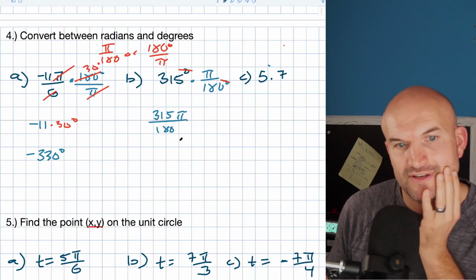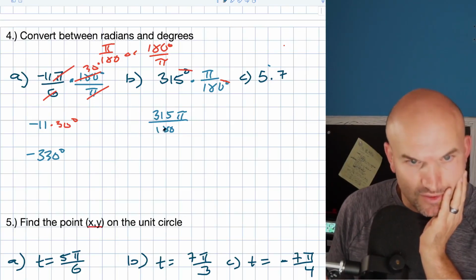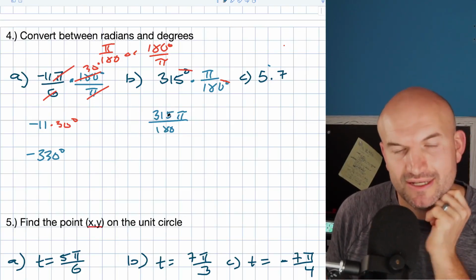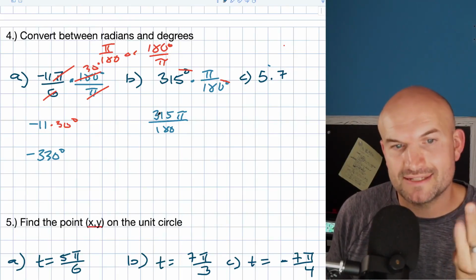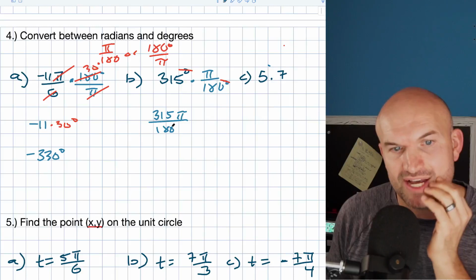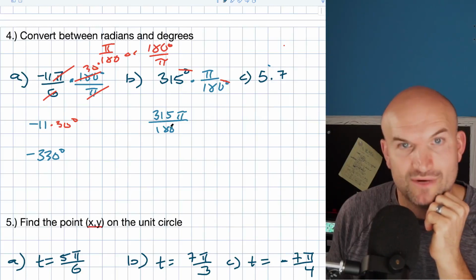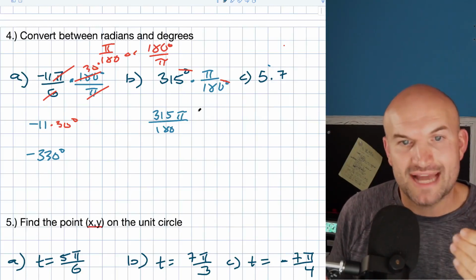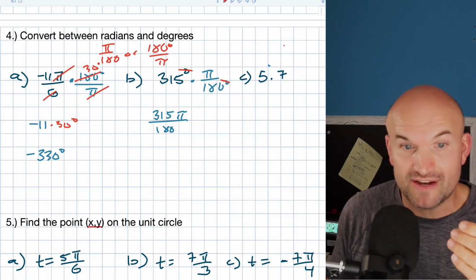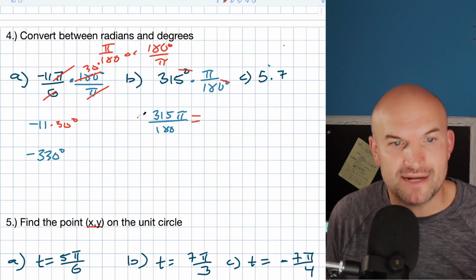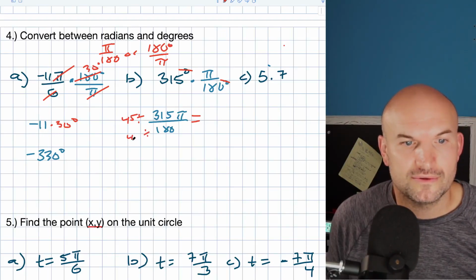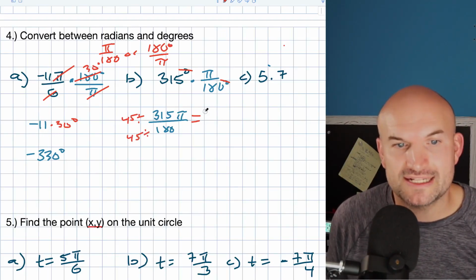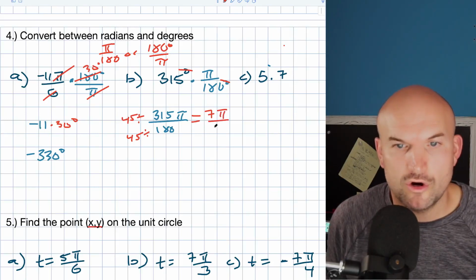So how can I divide things out? Well, the one thing that I recognize here is that this is 45 away from 360, right? And so therefore I want to see, does 45 go into 315 and 180? It does. And therefore now I can just simplify this answer by dividing the top and the bottom by 45. And now what I'm going to get is 7 pi over 4.